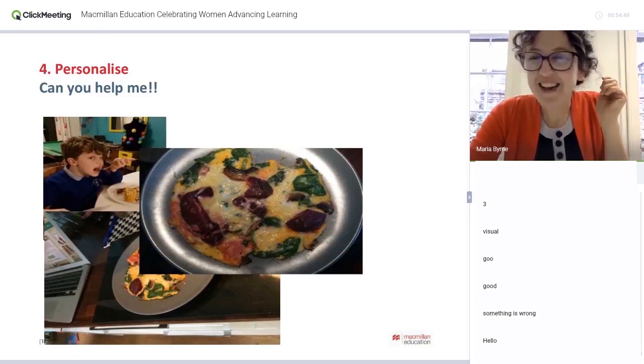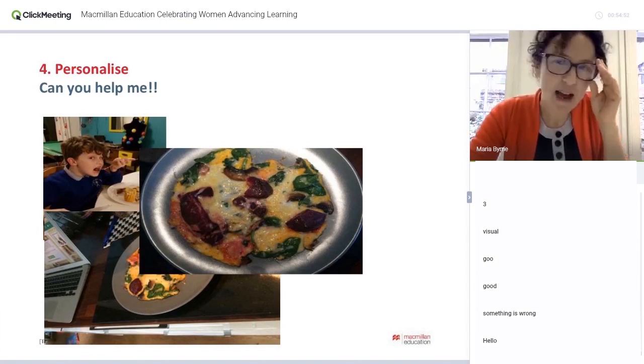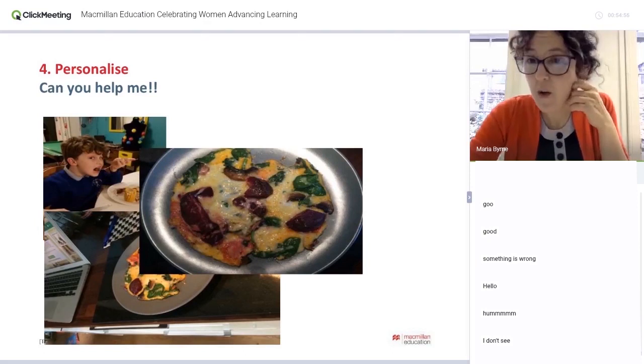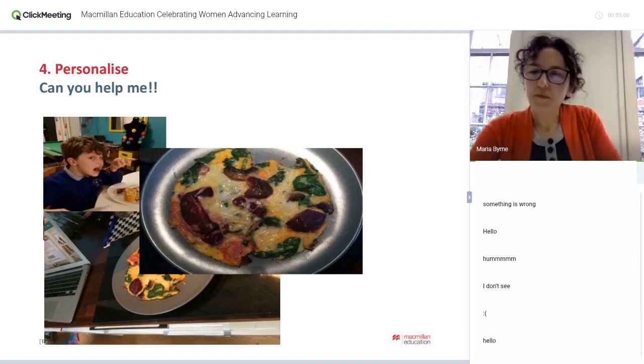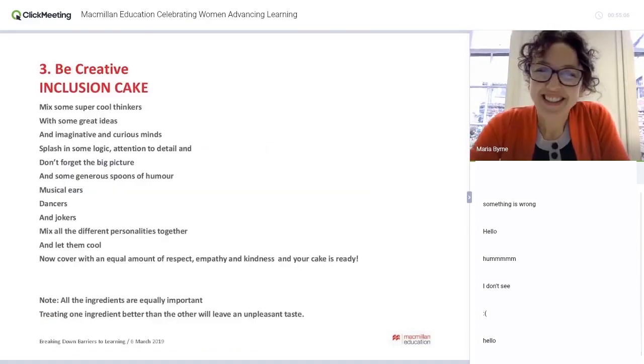This is a picture of my son eating the food that one of the groups had advised me to make. So making those personal connections with students can really help us with the learning differences. I'm having to go quite quickly now, I'm sorry.